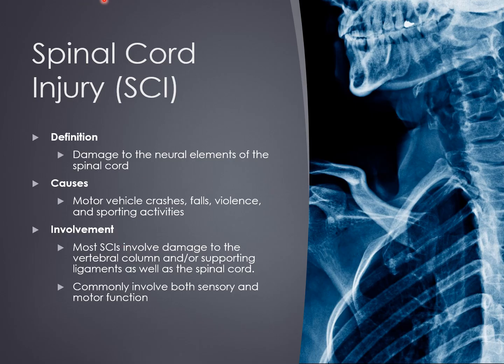So then we'll move on to spinal cord injury, or SCI. And this is damage to the neural elements within the spinal cord themselves. Causes are things like motor vehicle crashes, falls, violence, sporting activities, usually some sort of traumatic event that directly damages the spinal cord itself. Most spinal cord injuries involve damage to the vertebral column and/or the supporting ligaments, as well as the spinal cord itself. And when we have spinal cord damage, it usually involves both sensory and motor function because both of those functions travel through the spinal cord.